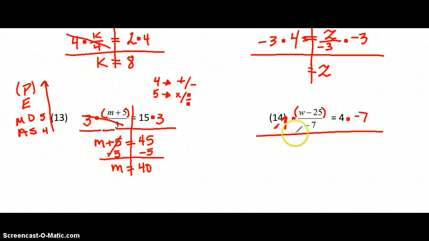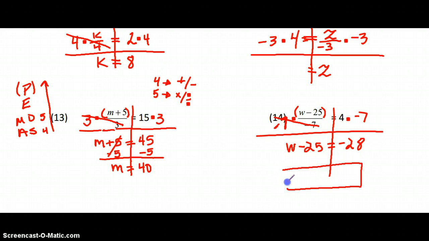All right. Big old equals sign so you can write your new equation underneath, and that all goes away, remember? So negative 7's and negative 7's go away. There's my line. W minus 25 equals negative 28. Okay, you tell me what W equals. What will W equal?